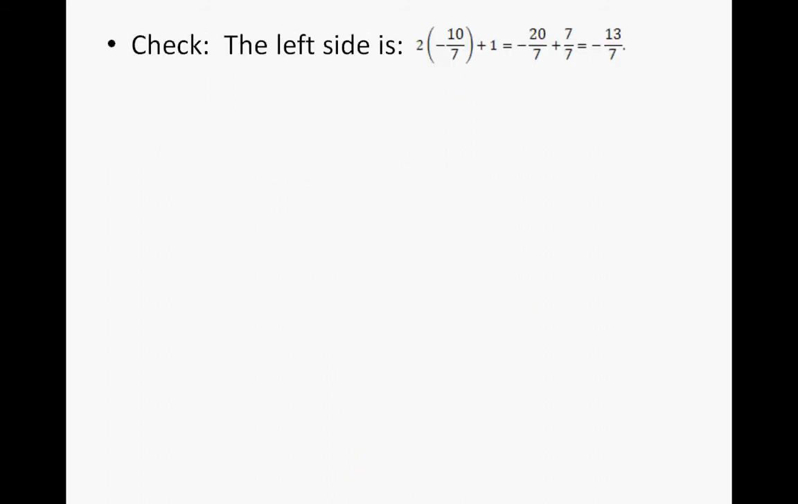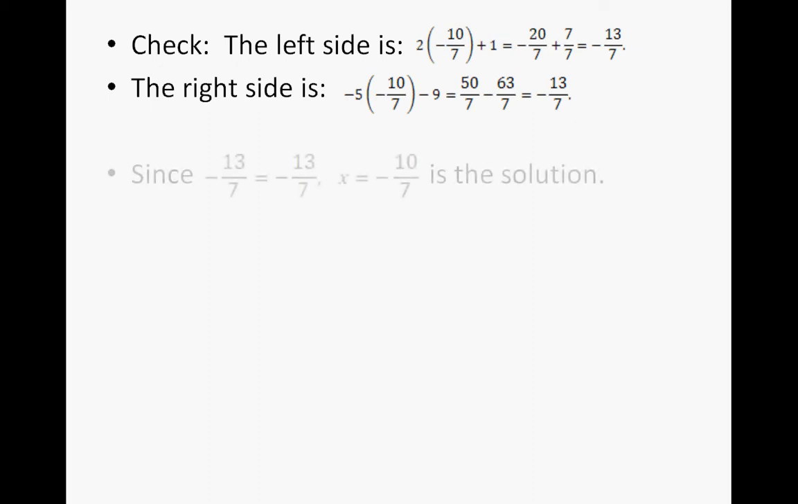So checking that negative 10/7 is our answer. Again, notice that we leave these answers or our fractions mostly in improper form. It just makes it easier to move back and forth between solving and checking without having to do that extra step of transferring mixed numbers back into improper form. So the right side and the left side both equal negative 13/7. So therefore, x is equal to negative 10/7 is the solution.